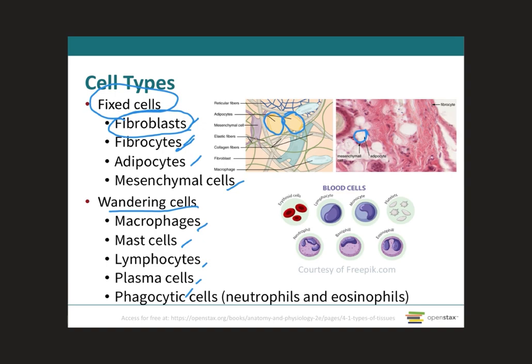We covered the mesenchymal cells already, but they are this multipotent adult stem cell, meaning that these cells can differentiate into any type of connective tissue cells that's needed for either repair or healing of damaged tissue.